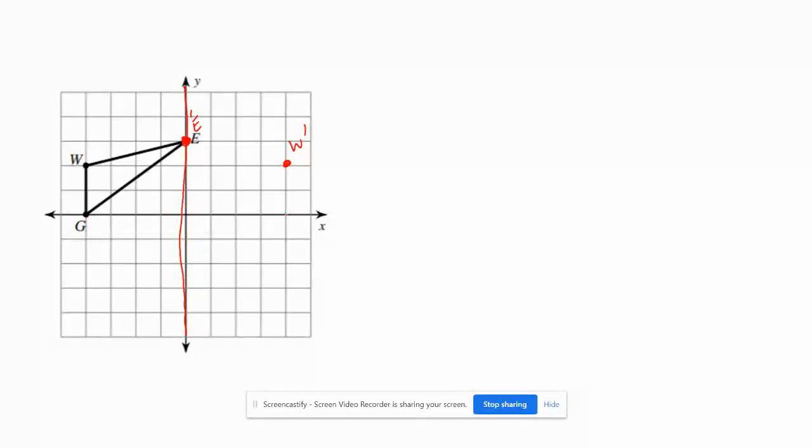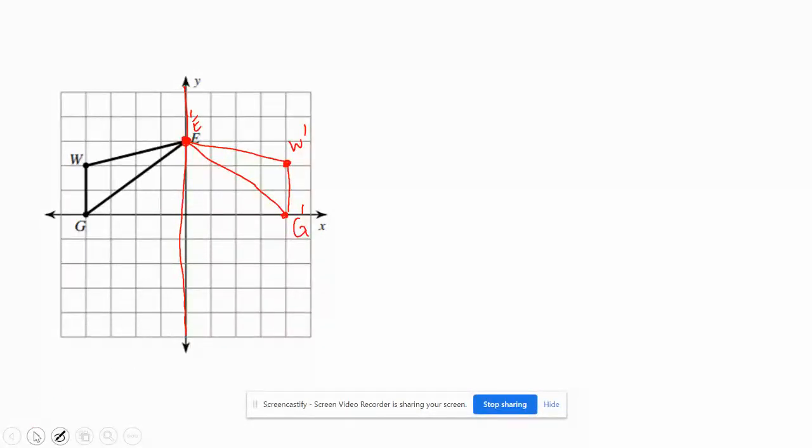1, 2, 3, 4. I didn't say this before, but I'm putting prime up here to show that it's the reflection. You're supposed to put the letter and then prime. So that's what that little mark is right there. W prime, G prime, E prime. All right, and it reflects right across the axis, the y-axis.